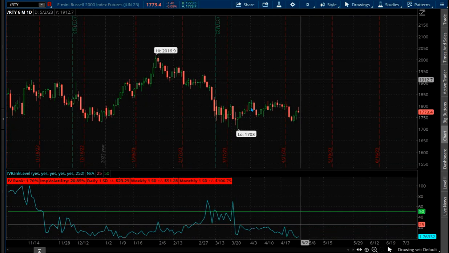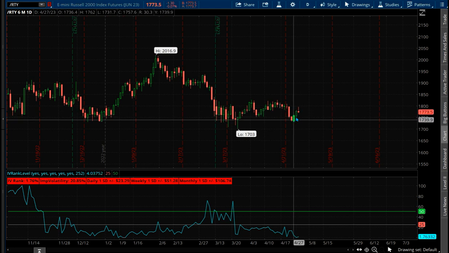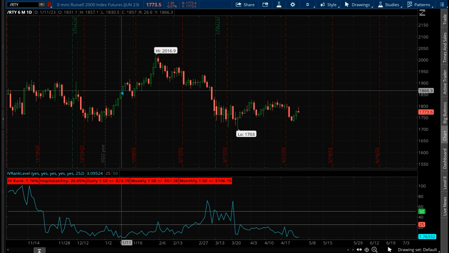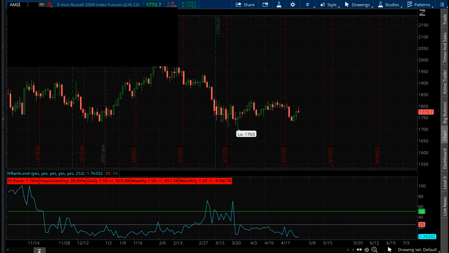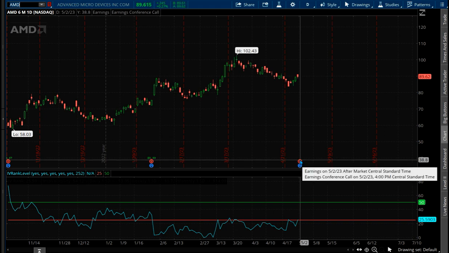And the Russell, the same. It's way down here, but it's the same kind of looking chart as far as the last few days. It's gone up again. But remember, it's earnings week this week, so we're not worried so much about the market as a whole because we're making earnings trades. And we're actually going to make an earnings trade this week in AMD. And you can see if I go down here, it says earnings tomorrow after the market close.